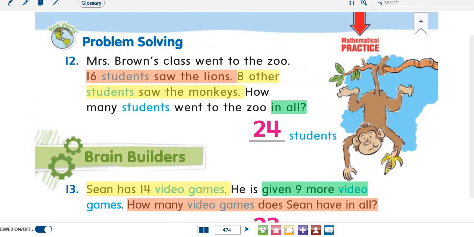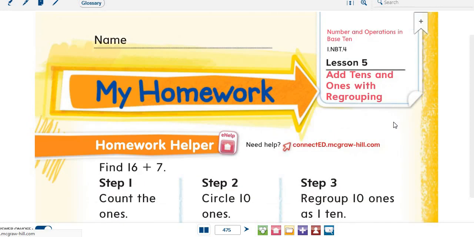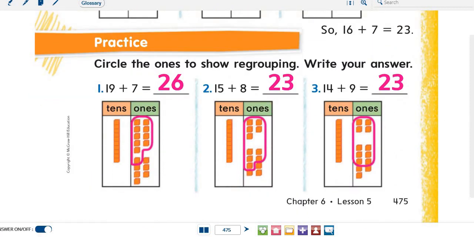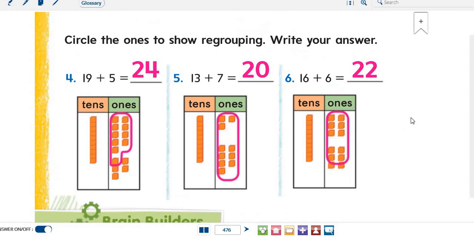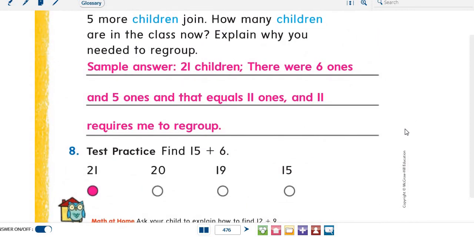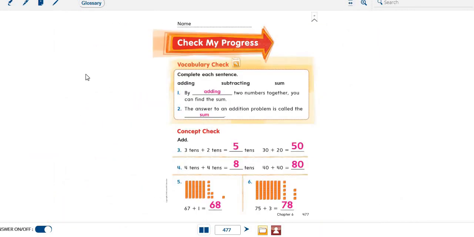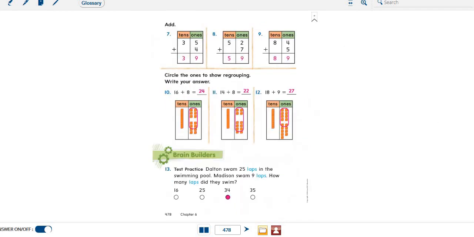The next 2 pages are your homework, grade 1. So please try to solve them by yourself. And then when you finish, you can check your answers here. Here they are. And here you can check your answers for Check My Progress, page number 477 and page number 478.